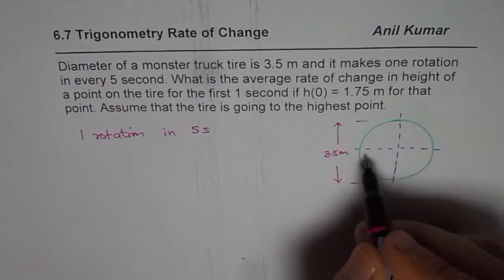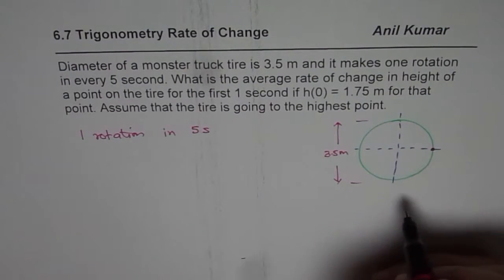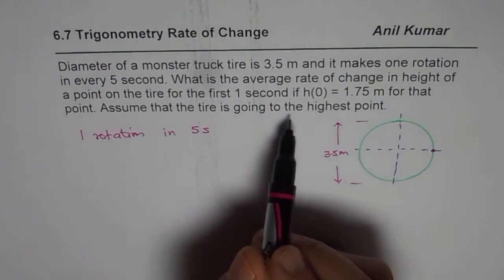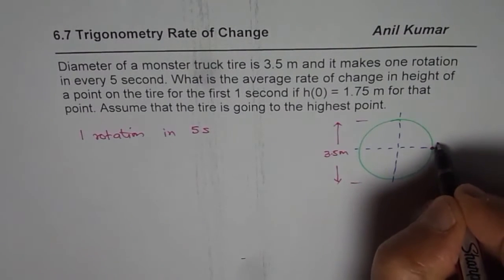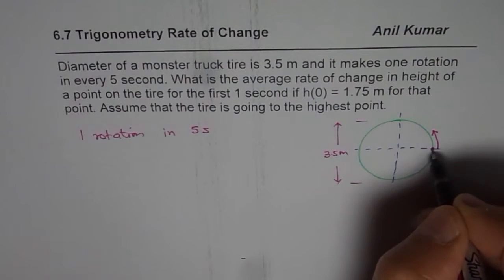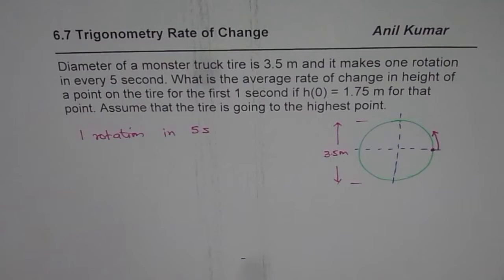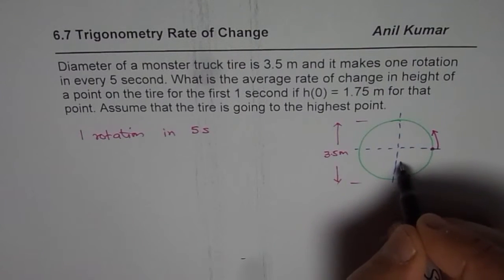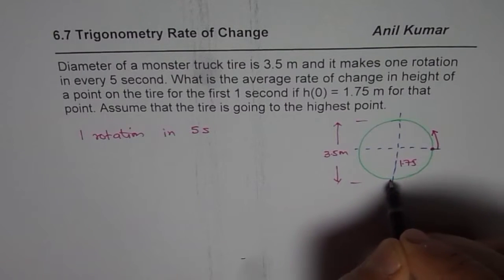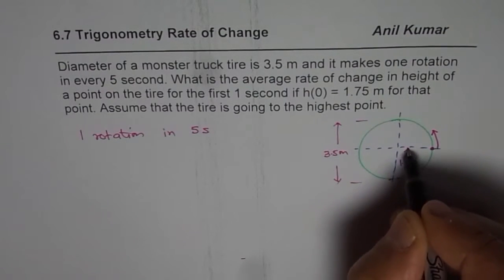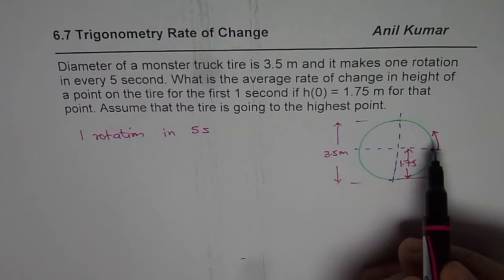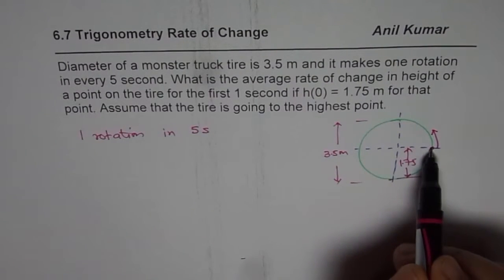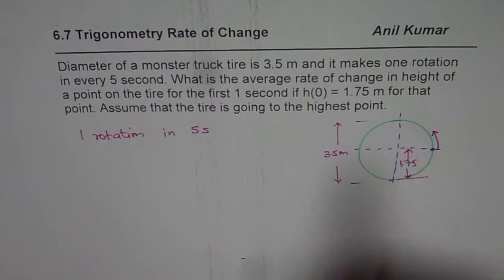So 1.75 is midway. Let us say this is the point. Assume that the tire is going to the highest position, so we are assuming that it is moving in this direction. The point is moving towards the highest position. This height is 1.75 from the ground, so that is what is given to us. And we need to find the average rate of change from this position to the position after 1 second.